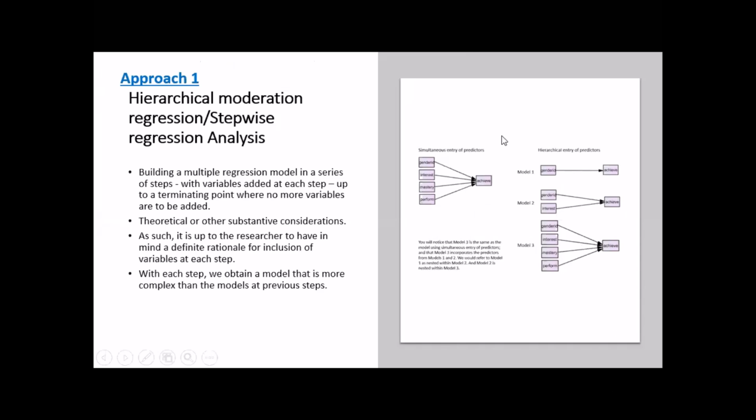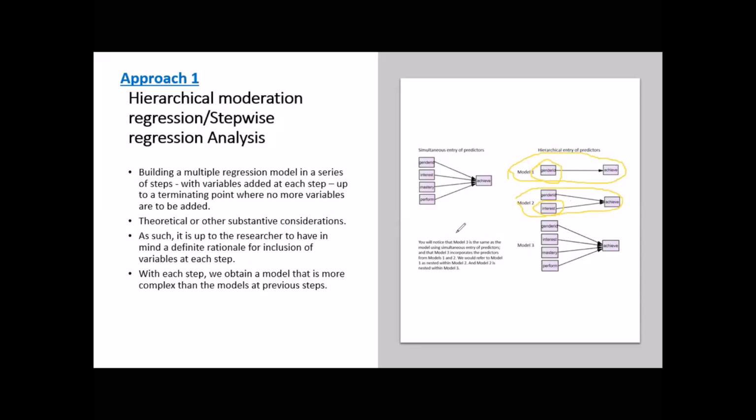Here you can see on the right side in the diagram, in the first model, we are entering only one variable in this equation. In the second model we have entered another variable, and that variable is the moderator. Then in the third model, we can also introduce other moderators, control variables, or the interaction term.